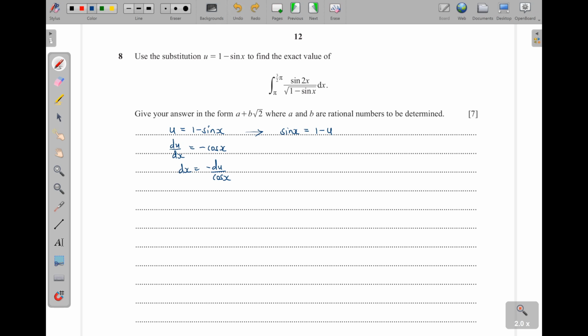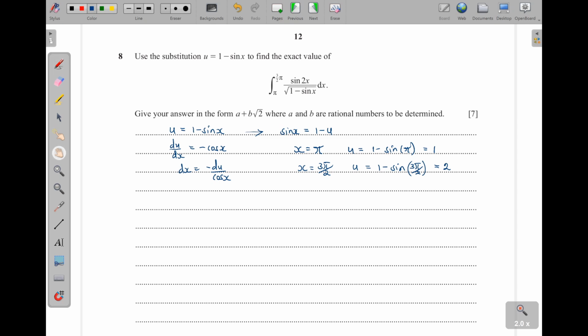Then after that, we can now also change the limits because it is going to be in terms of u. So if x is equal to pi, this lower limit here, what will be our u? So u is going to be 1 minus sine of pi. Sine of pi is 0, so we shall get this as a 1. If x is equal to 3 pi over 2, which is 270, u is going to be 1 minus sine of 270, which is negative 1. So 1 minus minus 1 will give us a 2.